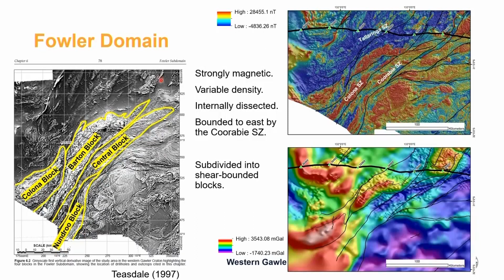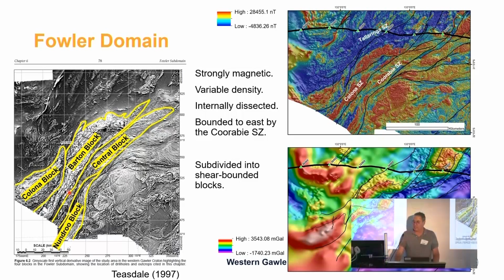We've been talking about this area. There's lots of talk about this gravity feature up here and across the Christie. I'd just like to raise and start discussing the Fowler domain. Now, I found this quite interesting because when I started looking at this data, we could see that there's this crustal growth across the Christie. But the Fowler's an odd beast. It's strongly magnetic, as you can see here. Variable density, so it's high in places, low in others. Bounded to the east by the Kurubi shear zone. Previously subdivided into these blocks.